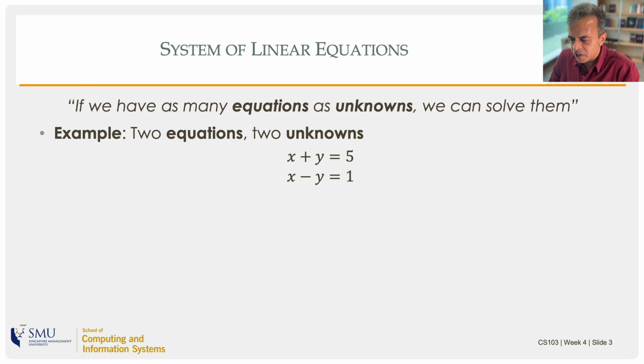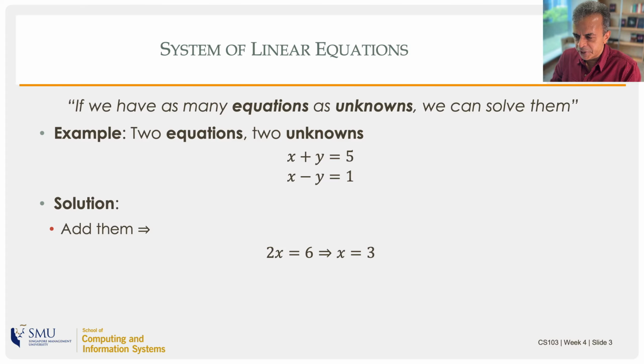x plus y equal to 5, x minus y equal to 1. By looking at it right away, you can know that if you just add these two equations, you get 2x equal to 6, so x is 3. Subtract them, you get 2y equal to 4, y equal to 2. So perfect solution and no issues there.